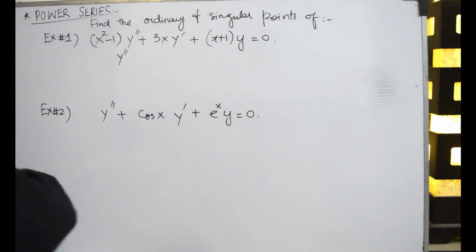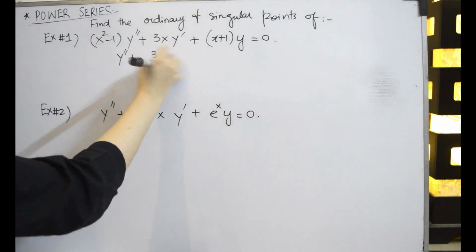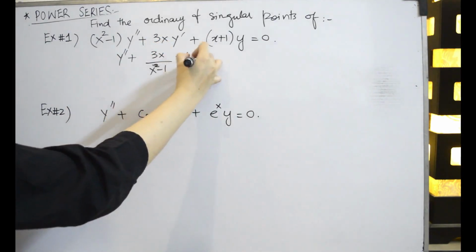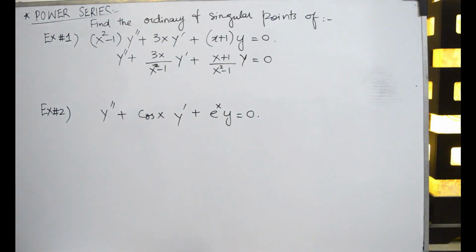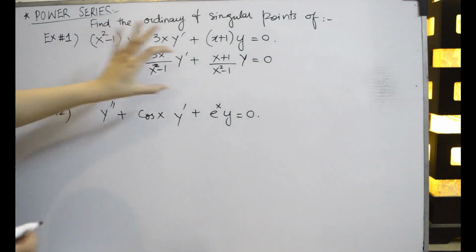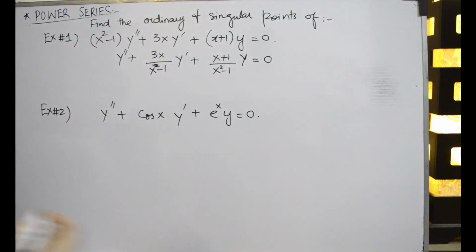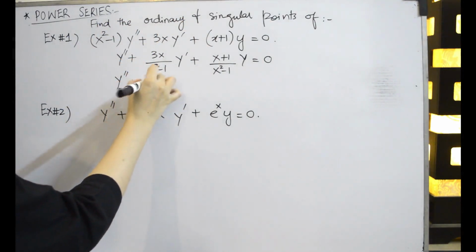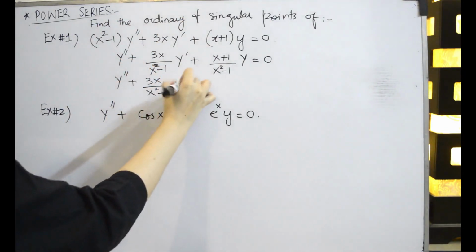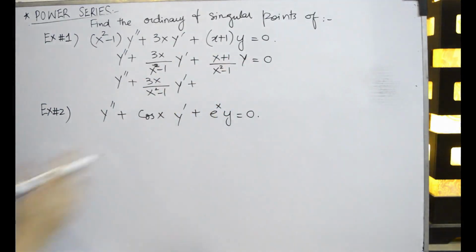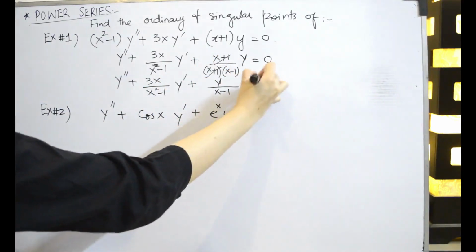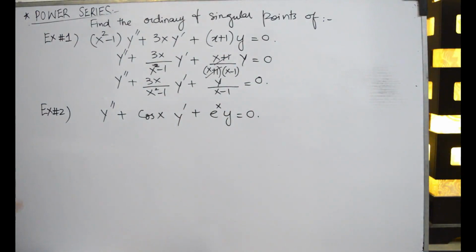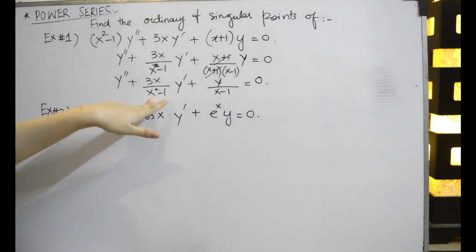So if you divide this equation by x square minus 1, then it becomes y double dash plus 3x divided by x square minus 1 into y dash plus x plus 1 divided by x square minus 1 into y equals 0. So here is p of x and this is q of x. You can also simplify it further. Using the formula, it makes y double dash plus 3x over x square minus 1 y dash plus y divided by x minus 1 equals 0. So your singular points are where your denominator vanishes or is equal to 0.